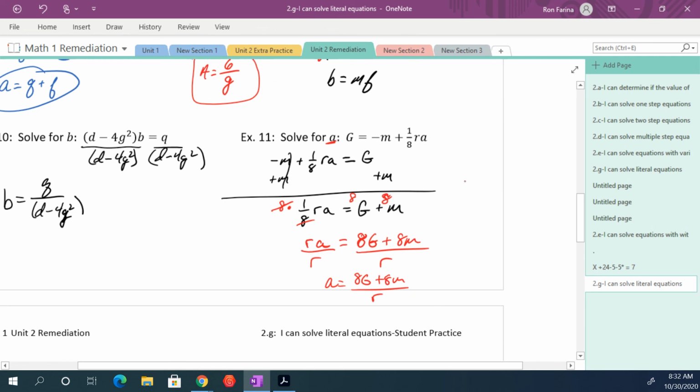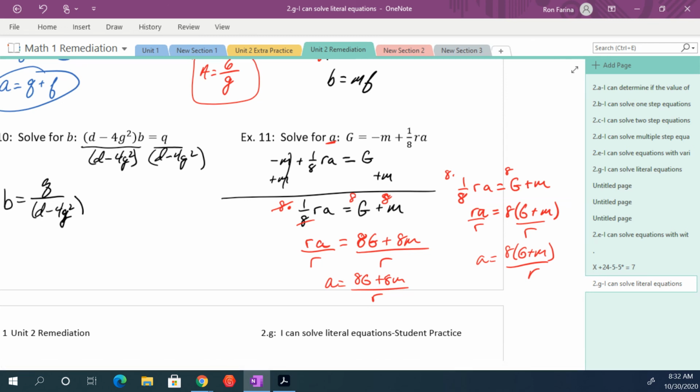Now, in this step too, a lot of times you'll see people, when they multiply by 8, do this where they don't distribute the 8, they just multiply that sum by 8 and then divide by R. So another possible answer would be something like this. Okay, so again, work smarter, not harder with these, and work backwards. Okay, go ahead and do the student practice worksheet and let us know if you have questions.